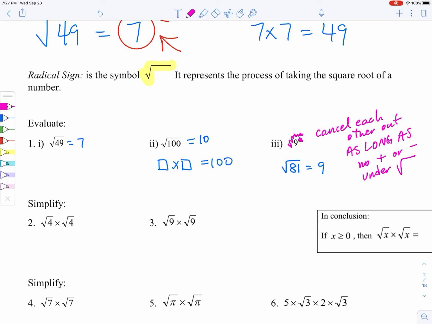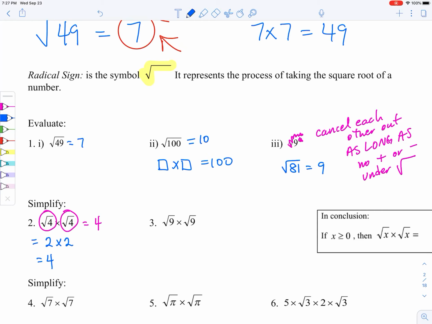Okay, question 2 asks us to simplify root 4 times root 4. So the square root of 4, if we were to figure that out, is going to be 2, times the square root of 4 is another 2. And so if we do it the long way, we get that the answer to this would be 4. The shortcut in this one is when you have a square root times itself. So when you have something that's in a square root times the exact same square root, your answer is going to be whatever the guts of the square root was without the square root sign.